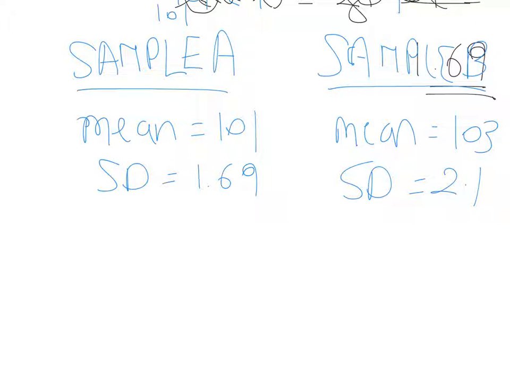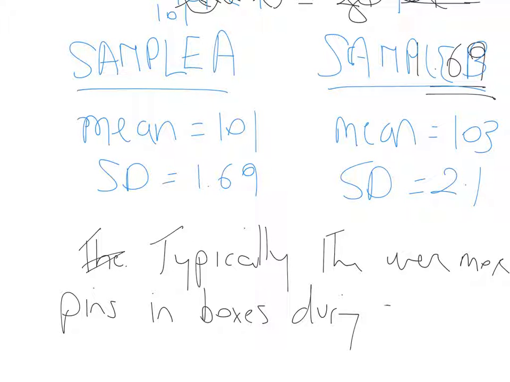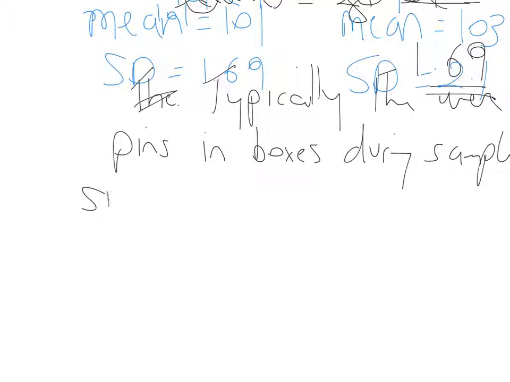So I'm going to first of all comment on the mean. So typically, or in general, there were more pins in boxes during sample B, since 103 is greater than 101.